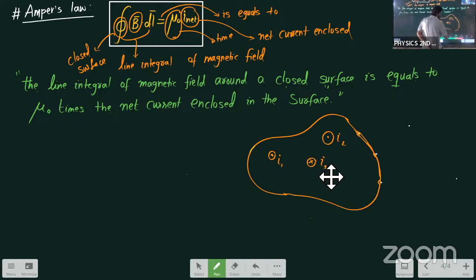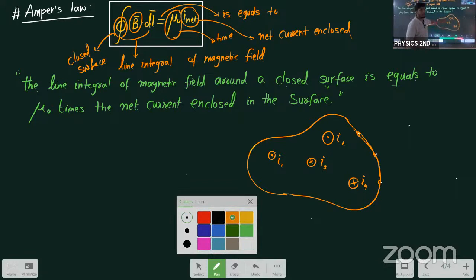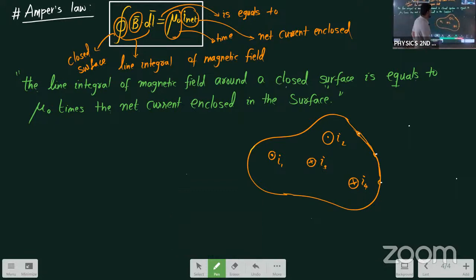I have one more wire through which current is coming outside. Sorry, current is going inside. I will write this current as I4. So see here, we should consider the current only inside the closed surface. If there is one more wire, I have currents I1, I2, I3, I4, I5, and one more current, I6. Should I consider I5 and I6? No, I should consider only I1, I2, I3, I4, because this law is applicable for closed surfaces only. So see here, what will be the net current?